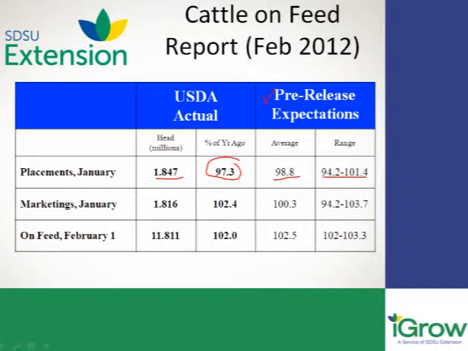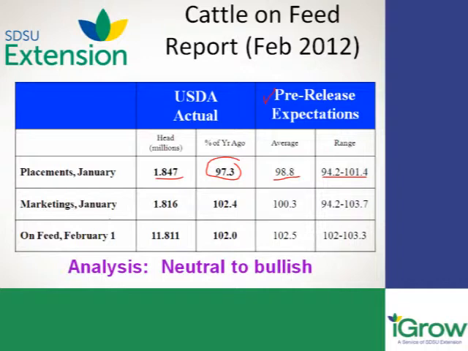Now, the fact that this number came in just a little bit lower than expectations, in other words, 97.3% of a year ago instead of almost 99% of a year ago, is relatively friendly to the market. In other words, the number of cattle being placed in feed yards was a little bit less than expected, a little bit less supply than expected, and as a result, that tends to be a little bit on the bullish side when looking at that particular number.